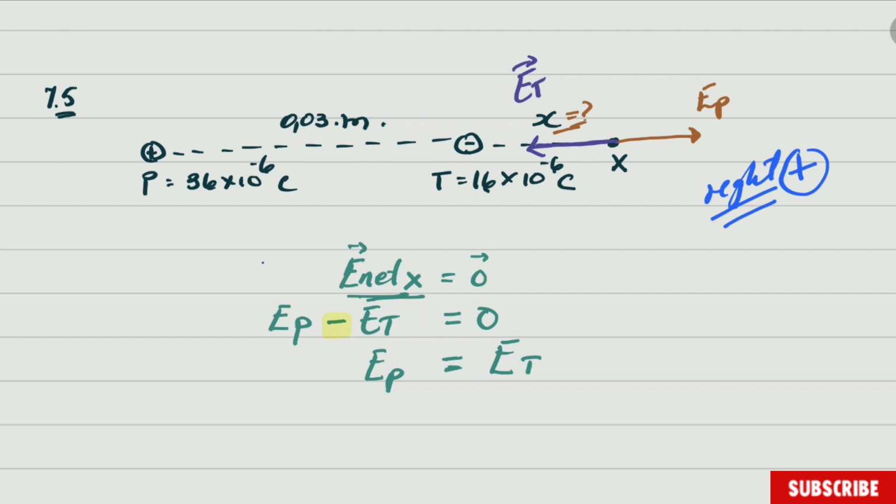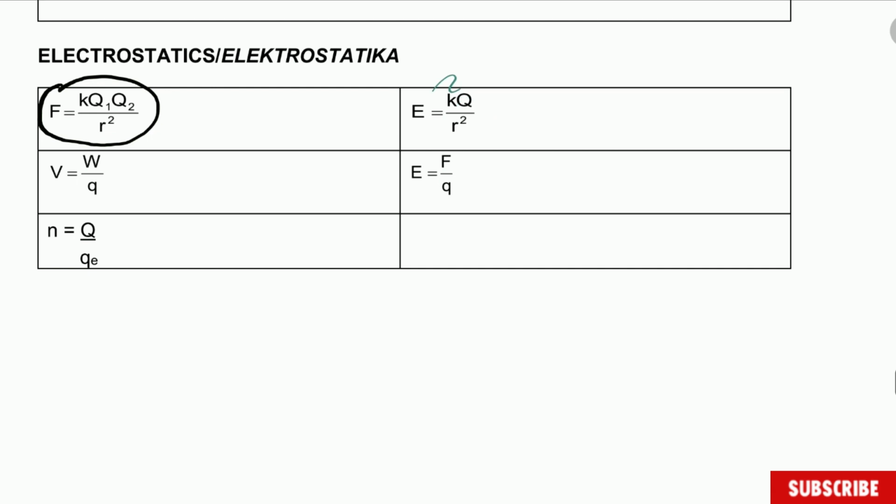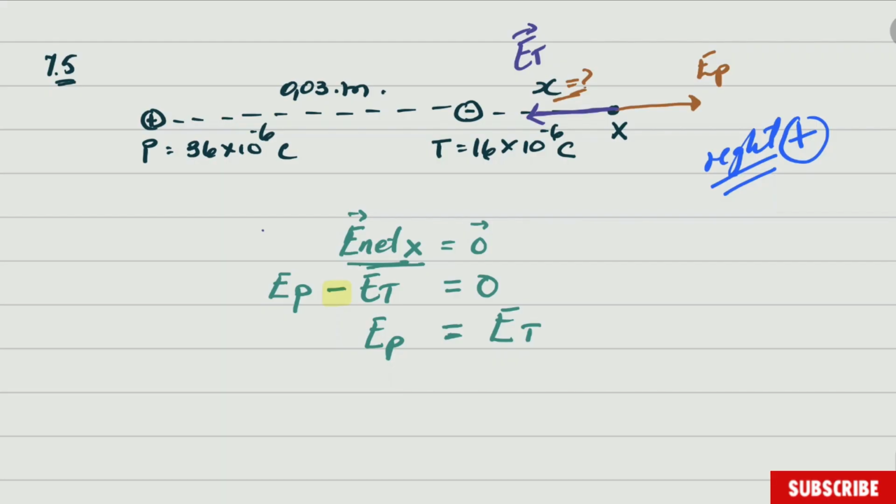Now, how do we calculate the electric field at any point? If you go to the formulas, here is the formula that we are going to use to calculate the electric field at any point. So let's substitute it for P and for T. Here it will be K multiplied by the charge P divided by the distance, which I'm going to call distance P, squared, equal to K multiplied by the charge T divided by the distance T squared.